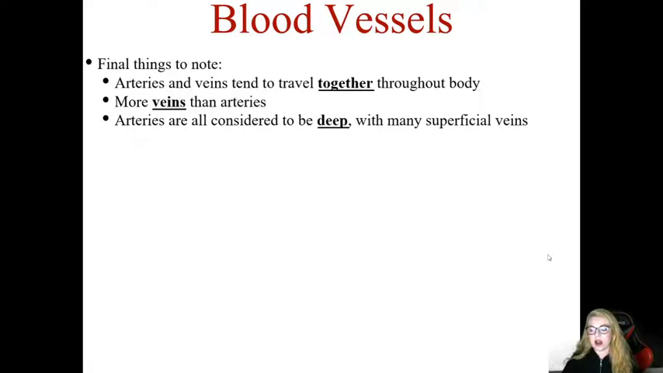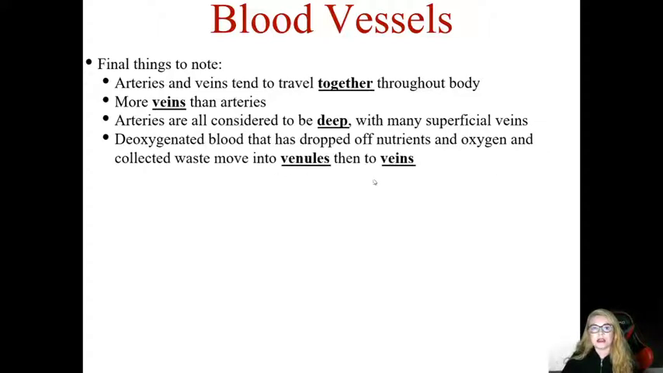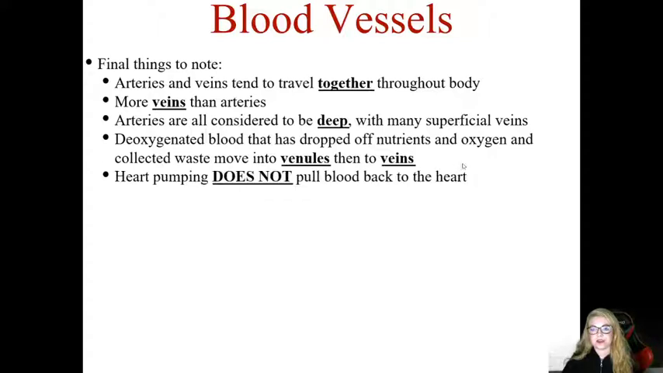Arteries are all considered to be deep, with many superficial veins. So the arteries are deep in your skin, and what you see on the surface, the superficial layer, is your veins. The deoxygenated blood, or the blood that does not have oxygen yet, that has dropped off nutrients and oxygen and collected waste, is going to move into a venule, then into a vein. And same thing for the reverse, with oxygenated blood with arteries and arterioles.